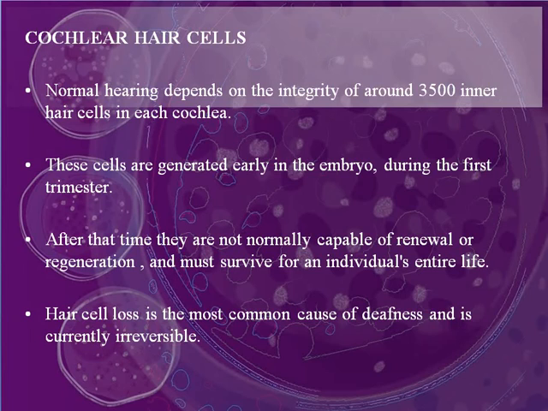So cochlear hair cells. Now we talk about the cochlear hair cells. See, the normal hearing depends on the integrity of around 3,500 inner hair cells in each cochlea. We know that in the cochlea, there are the outer hair cells and the inner hair cells. These cells are generated early in the embryo during the first trimester. After that time, they are not normally capable of renewal or regeneration and must survive for the individual's entire life because they are not regenerated. So they have to survive for the entire life for a person to hear normally. So hair cell loss is the most common cause of deafness and is currently irreversible.